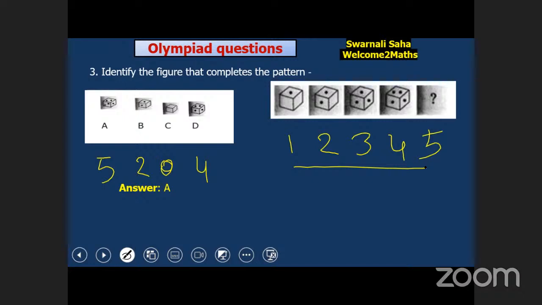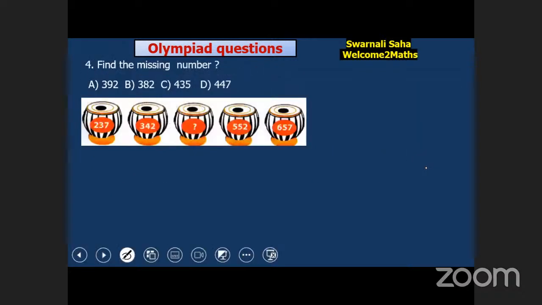Okay, fine. So let's move on. Let's solve the next question. Question number 4. Find the missing number. You see, find the missing number.